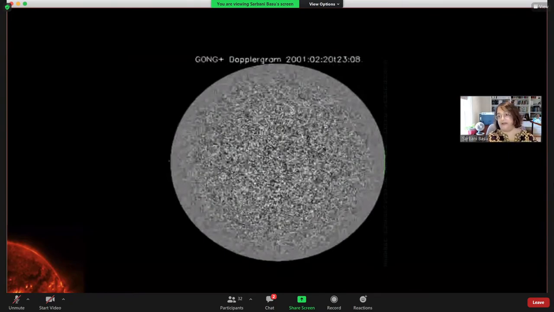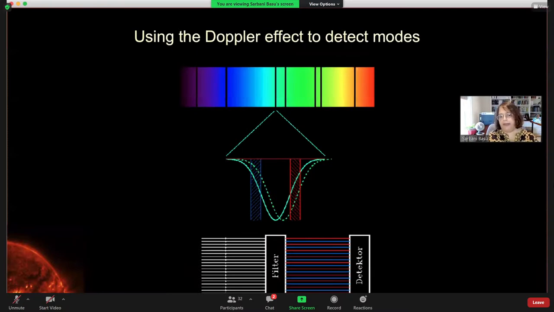So how do we observe them? Basically, Doppler shift. You take an image of the sun, but not a normal photograph. You take a Doppler image. So each pixel gives you a velocity. Part of the sun is coming towards you, part of it is going away from you. So you get a velocity, and that'll tell you the oscillation.